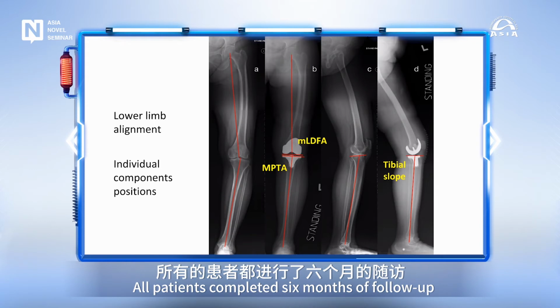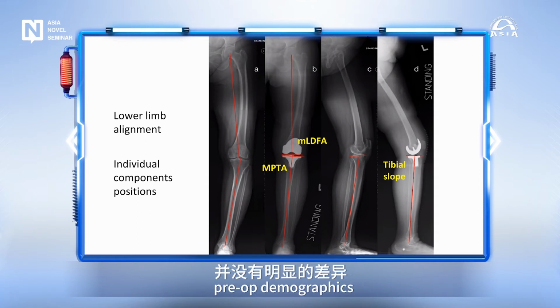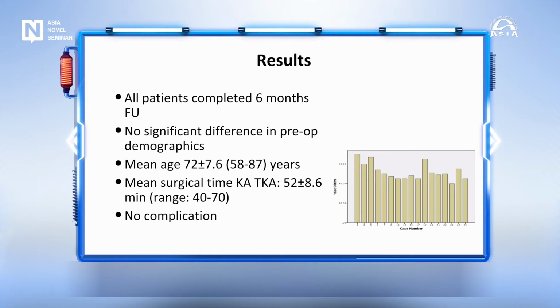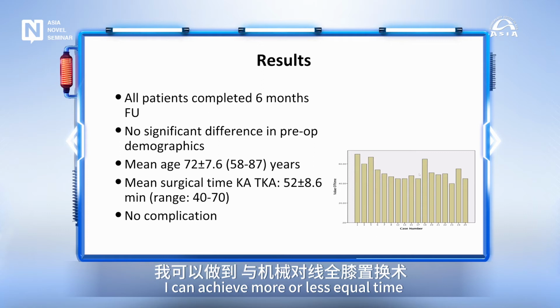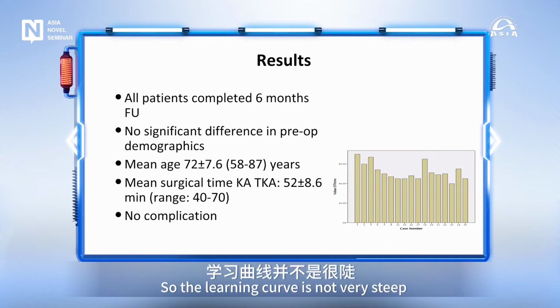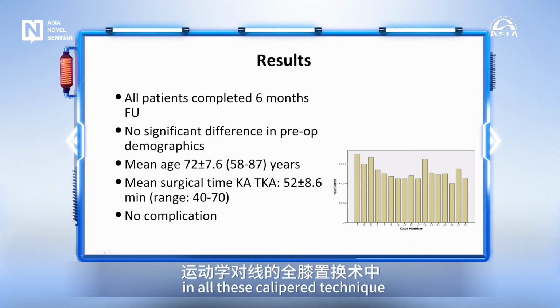All patients completed 6 months of follow-up. There were no significant differences in the pre-op demographics. The mean age of these patients was about 72, a bit old. The mean surgical time for the KA-TKA is about 52 minutes. You can see on the diagram that the learning curve is about 5 cases. After the first 5 cases, I can achieve more or less equal time compared to my MA-TKA. So the learning curve is not very steep. And there was no complication in all these Caliper technique manual KA-TKA.